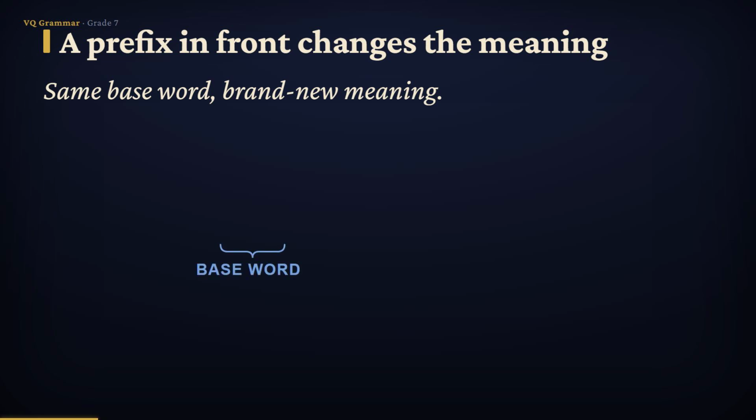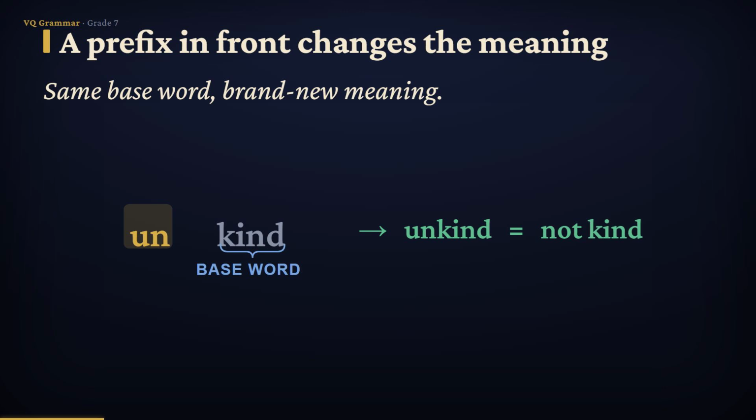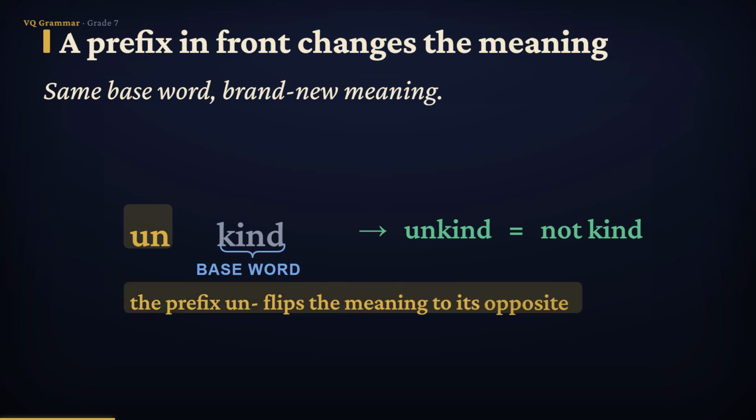Start with the base word kind. Now snap the prefix un onto the front, and you get unkind. Notice what happened. The base word kind still sits there, but the little prefix un flipped its meaning all the way over to the opposite, not kind. That's what a prefix does best. It doesn't change what kind of word it is. It changes what the word means. The base is still an adjective, but now it means the reverse.